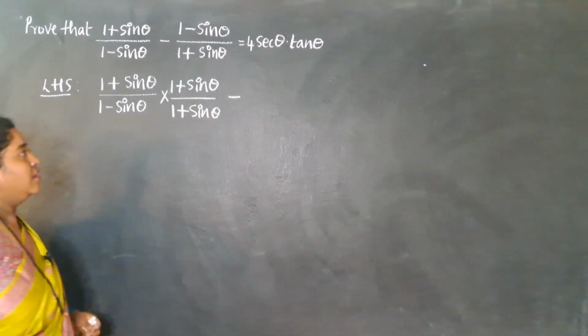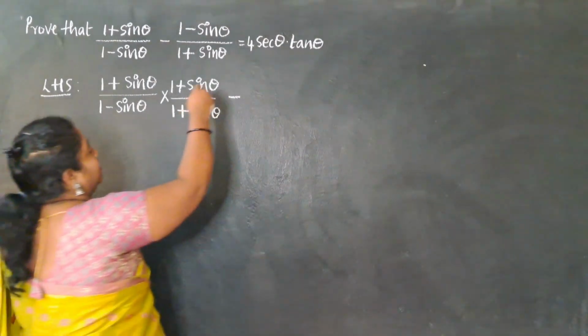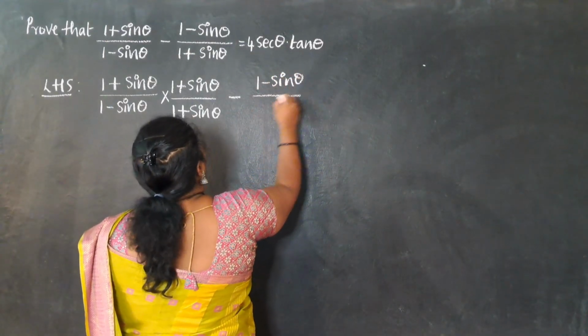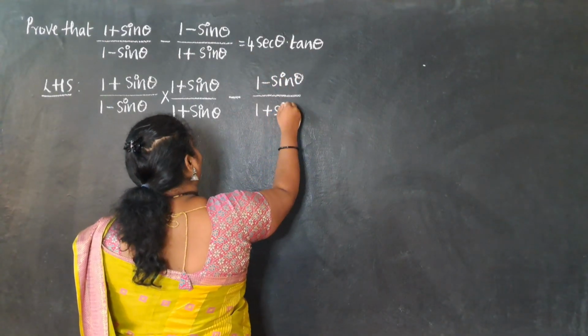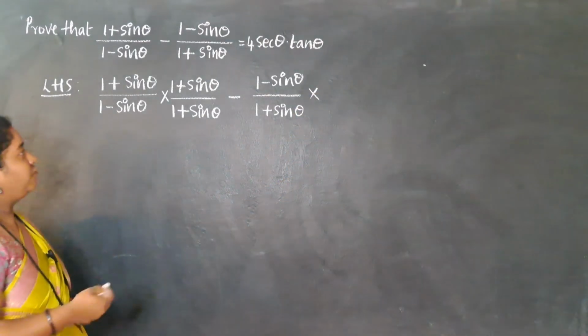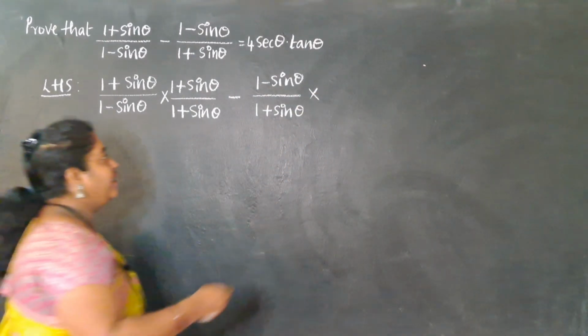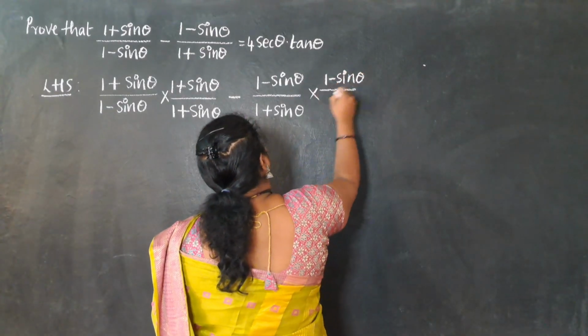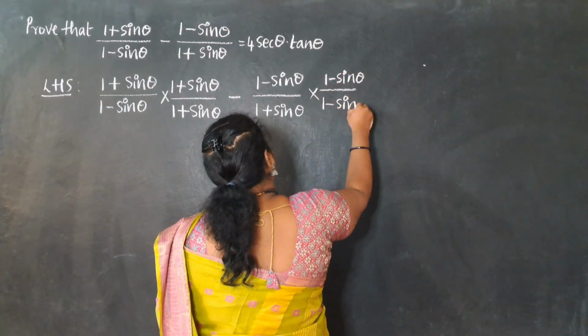Okay, minus. Look at the second part. What do I have in the second part, dear? (1 minus sine theta) divided by (1 plus sine theta). I told you I'm going to rationalize it. So multiply the denominator by the different sign. So I'll be having here (1 minus sine theta) divided by (1 minus sine theta).